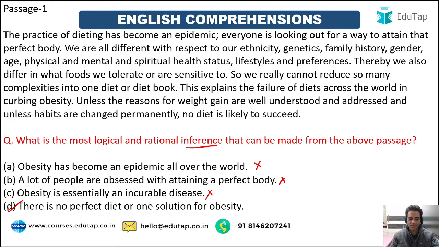The other options, they looked like they were also there in the passage, but they're not the most logical and rational inference. So we are talking about dieting and the problems that people face due to dieting all over the world. So the correct inference was option number D, right?